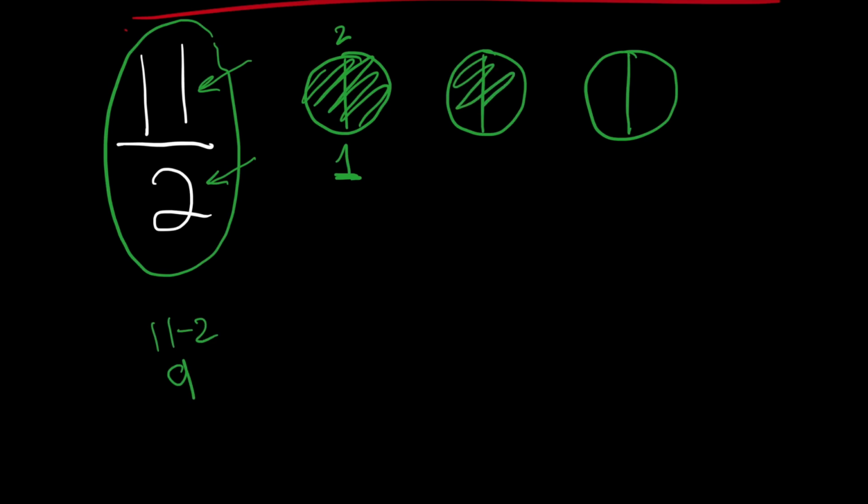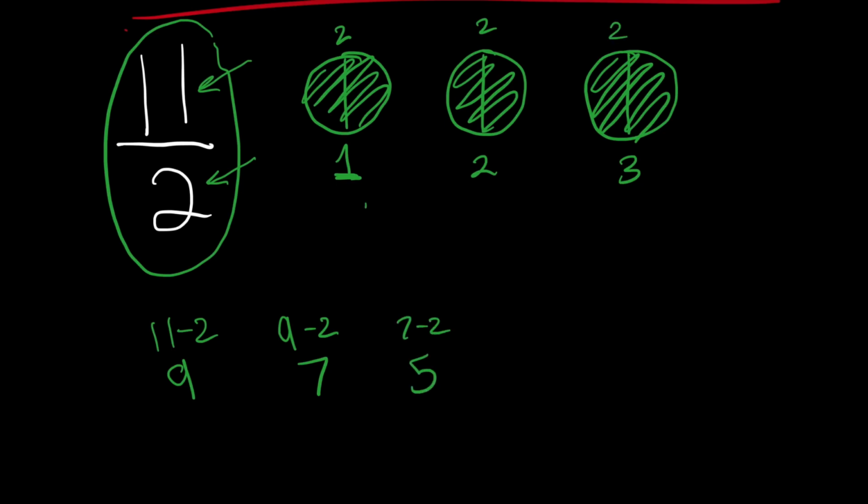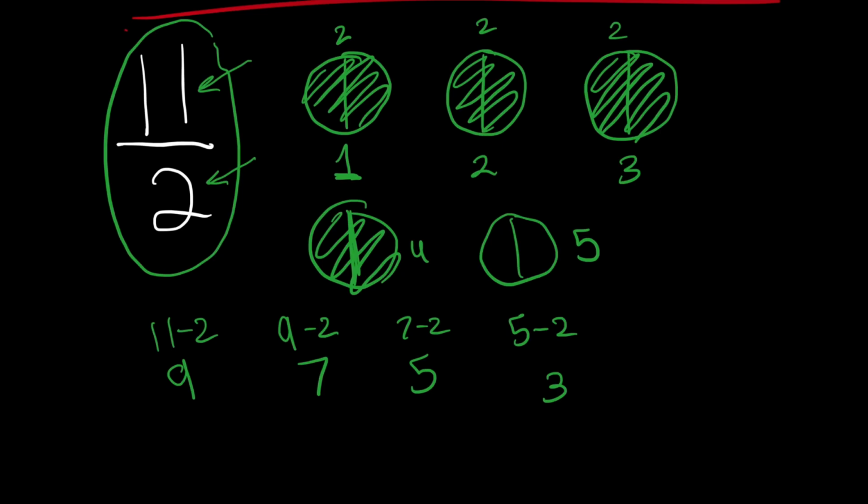You eat the second pizza. You have eaten 2 whole pizzas, and now you have 9 minus 2, 7 slices to eat. And you keep doing the same thing. Third pizza, 3 whole pizzas, 7 minus 2, 5 more slices to eat. Fourth pizza, 4, you eat this one, you have 5 minus 2, 3 more slices to eat, and you do this with the last one too, so you've eaten 5 whole pizzas, and you now have 3 minus 2, one more slice to eat.